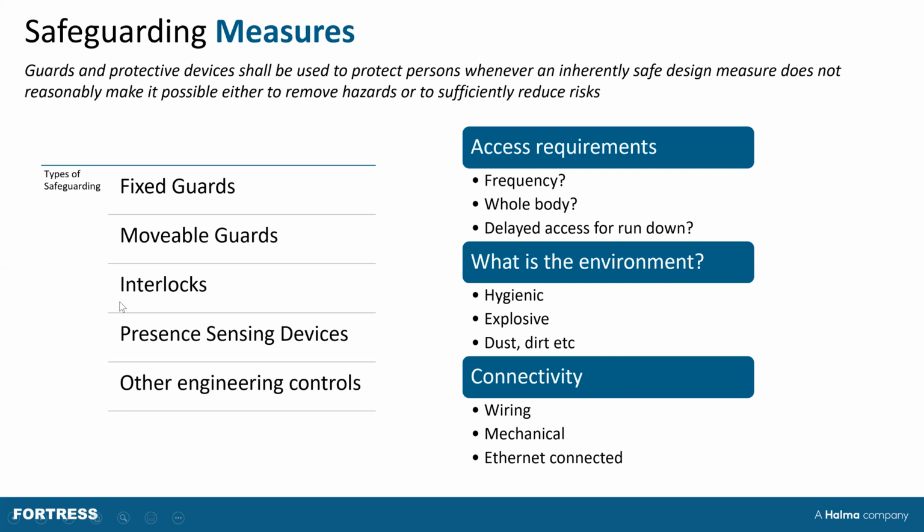So guards being the top of the list. Sorry, things to consider when you're choosing, because obviously there's a big choice of not only different types of devices, but then within that, different devices. So things to consider when you're choosing your risk reduction measures are things like, do you need access? If you need access, how frequently? What type of access is it? Is it one arm being put into a hatch, or is it that someone has to go into an area where they could be completely hidden? There's a massive difference.